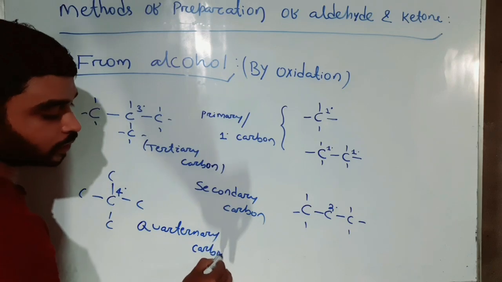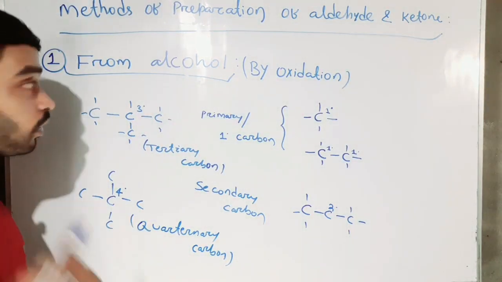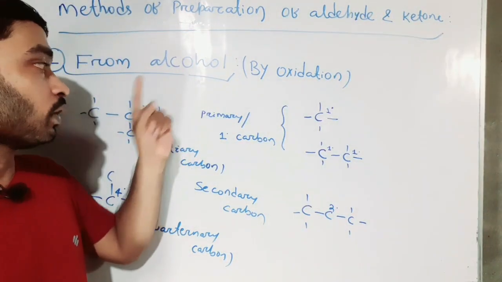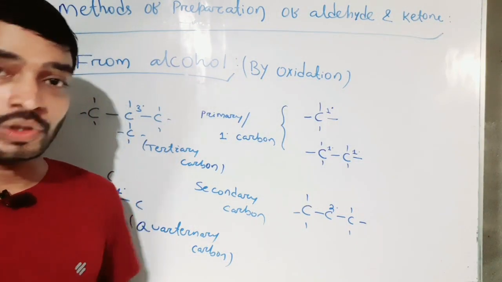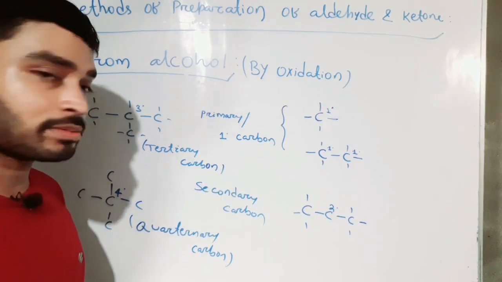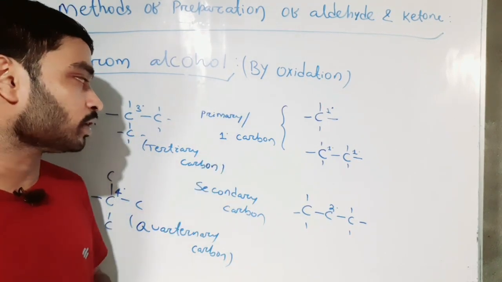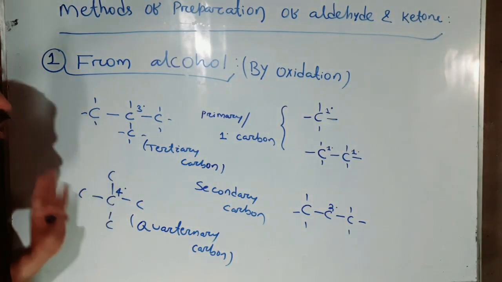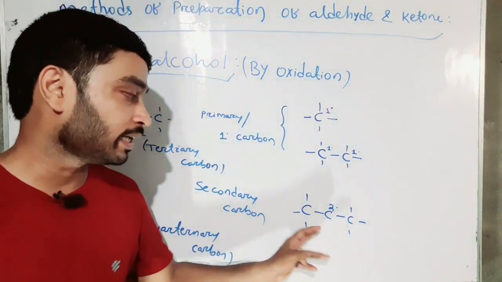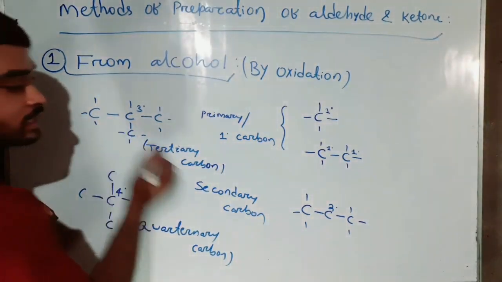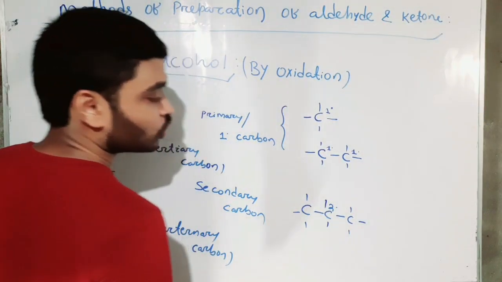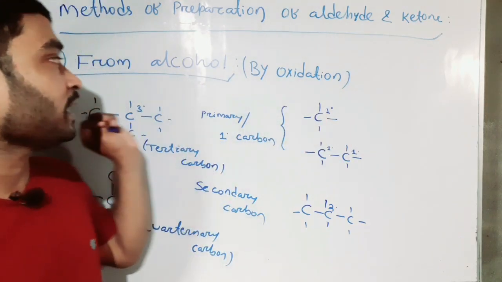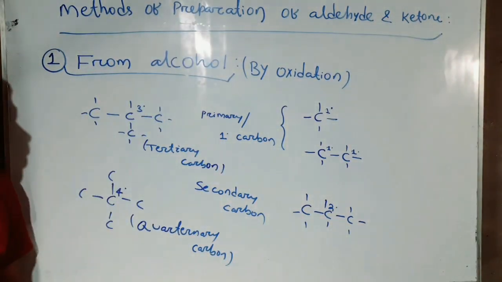So depending upon the degree of carbon, the alcohol from which we are going to prepare aldehyde and ketone is classified into 3 different groups. Why? There are 4 types of carbon, so why are there 3 types of alcohol? Because the quaternary carbon has no bonding tendency. The primary, secondary and tertiary carbon have their tendency to produce bonds, so they produce different types of organic compounds.